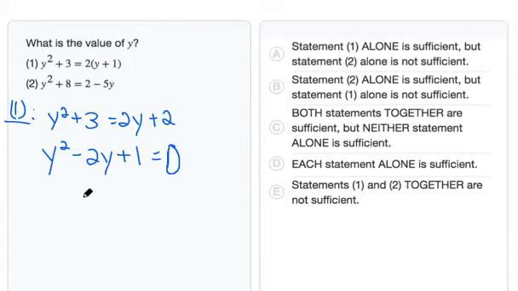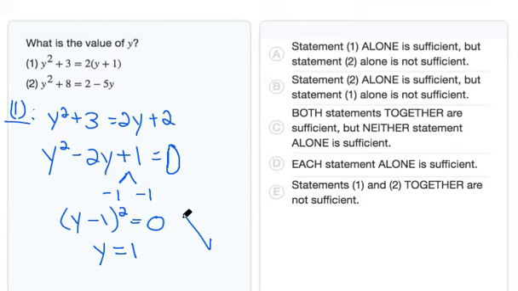We'll need to factor. So to factor this quadratic equation, we'll look at factors of positive 1 that add up to negative 2. Our factors here are going to be negative 1 and negative 1. Multiplied together they give us positive 1, and added together they give us negative 2. So factoring, we end up with (y minus 1) squared equals 0. We could solve this completely. The solution would end up being y equal to 1, and we end up with one definitive value for y. So we can definitely answer what is the value of y. It's equal to 1. So this statement alone is sufficient.